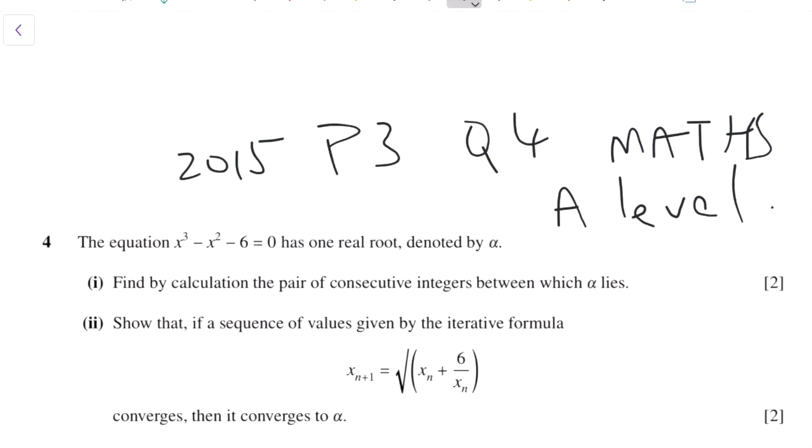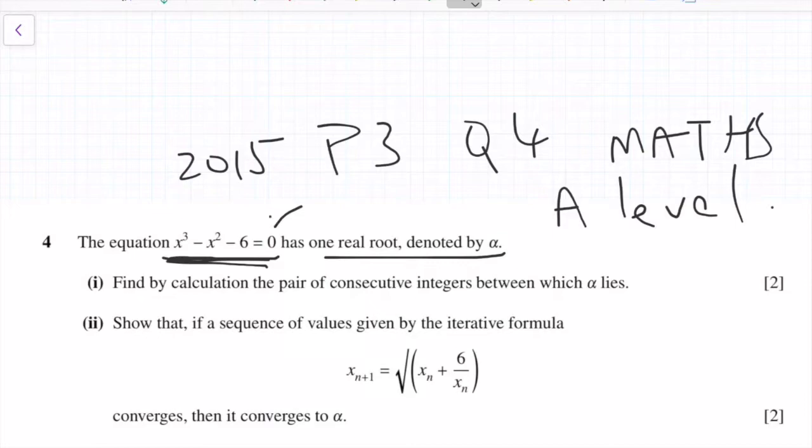Hi everyone, today we're going to solve the 2015 paper 3 question 4 on the Maths A-level paper. The question tells us that the equation x cubed minus x squared minus 6 equals 0 has one real root denoted by alpha, where, remember guys, the root is where the graph of x cubed minus x squared minus 6 intersects the x-axis. So x-axis right here, y equals 0, sorry.